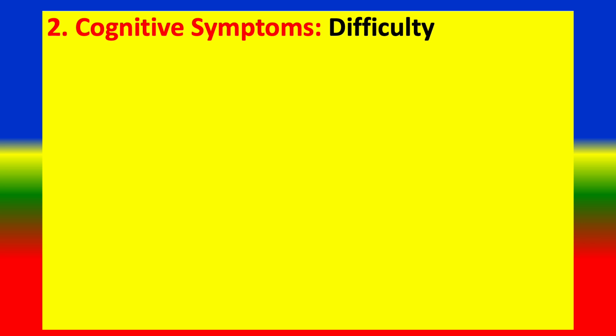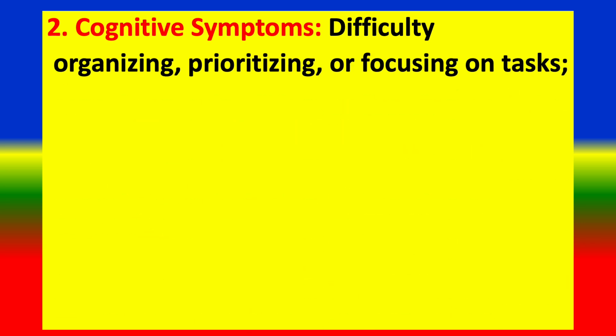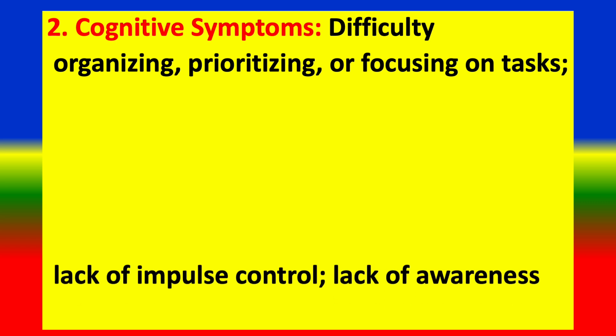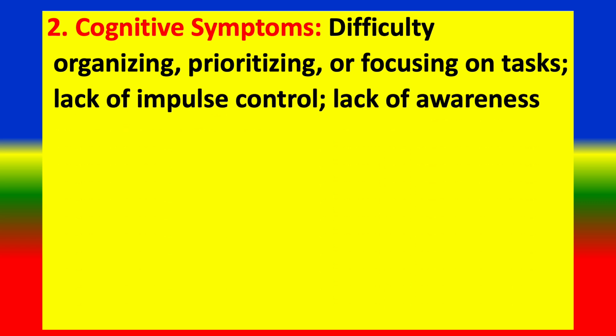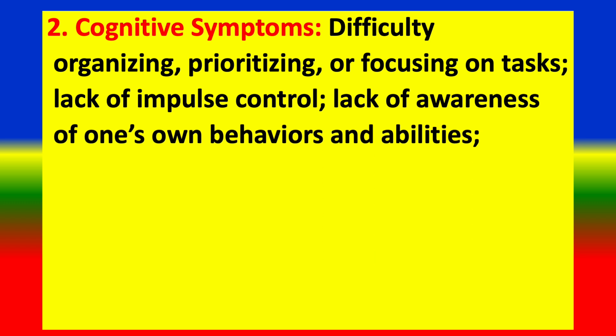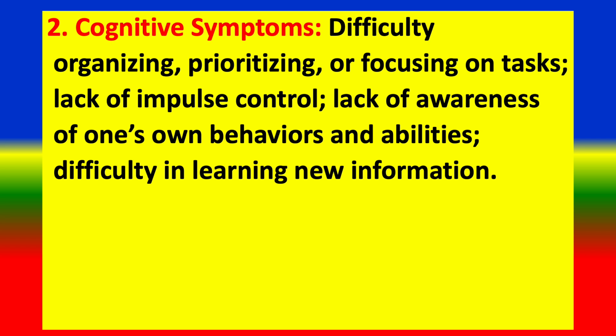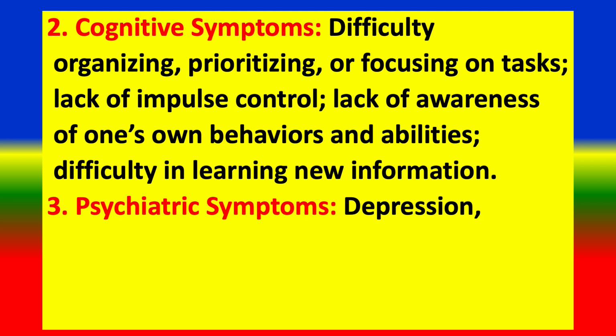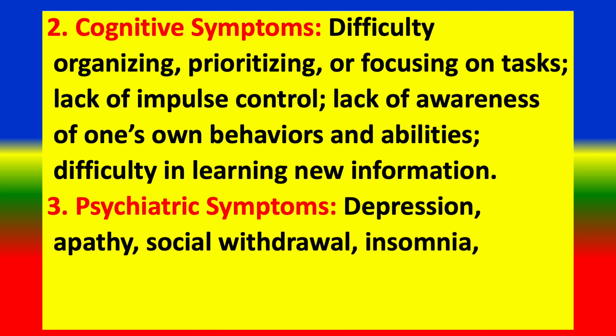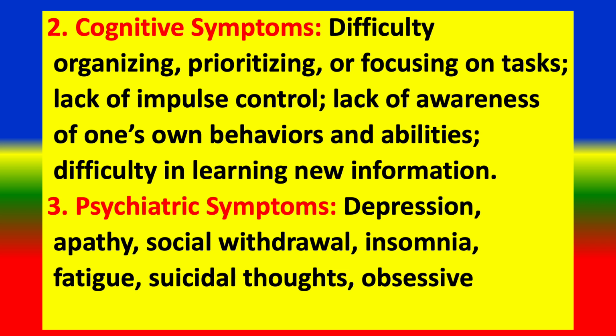2. Cognitive symptoms: difficulty organizing, prioritizing, or focusing on tasks, lack of impulse control, lack of awareness of one's own behaviors and abilities, difficulty in learning new information. 3. Psychiatric symptoms: depression, apathy, social withdrawal, insomnia, fatigue, suicidal thoughts, obsessive compulsive behaviors.